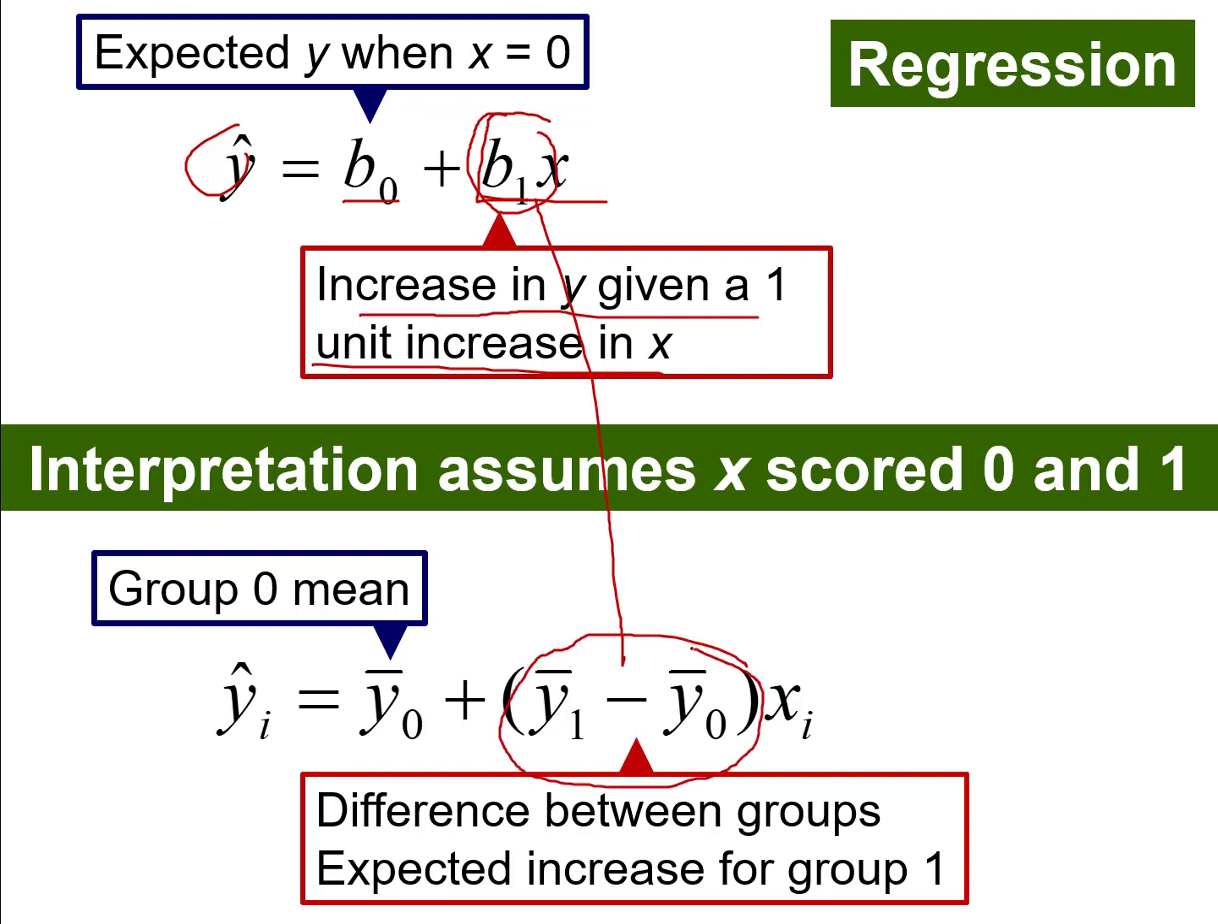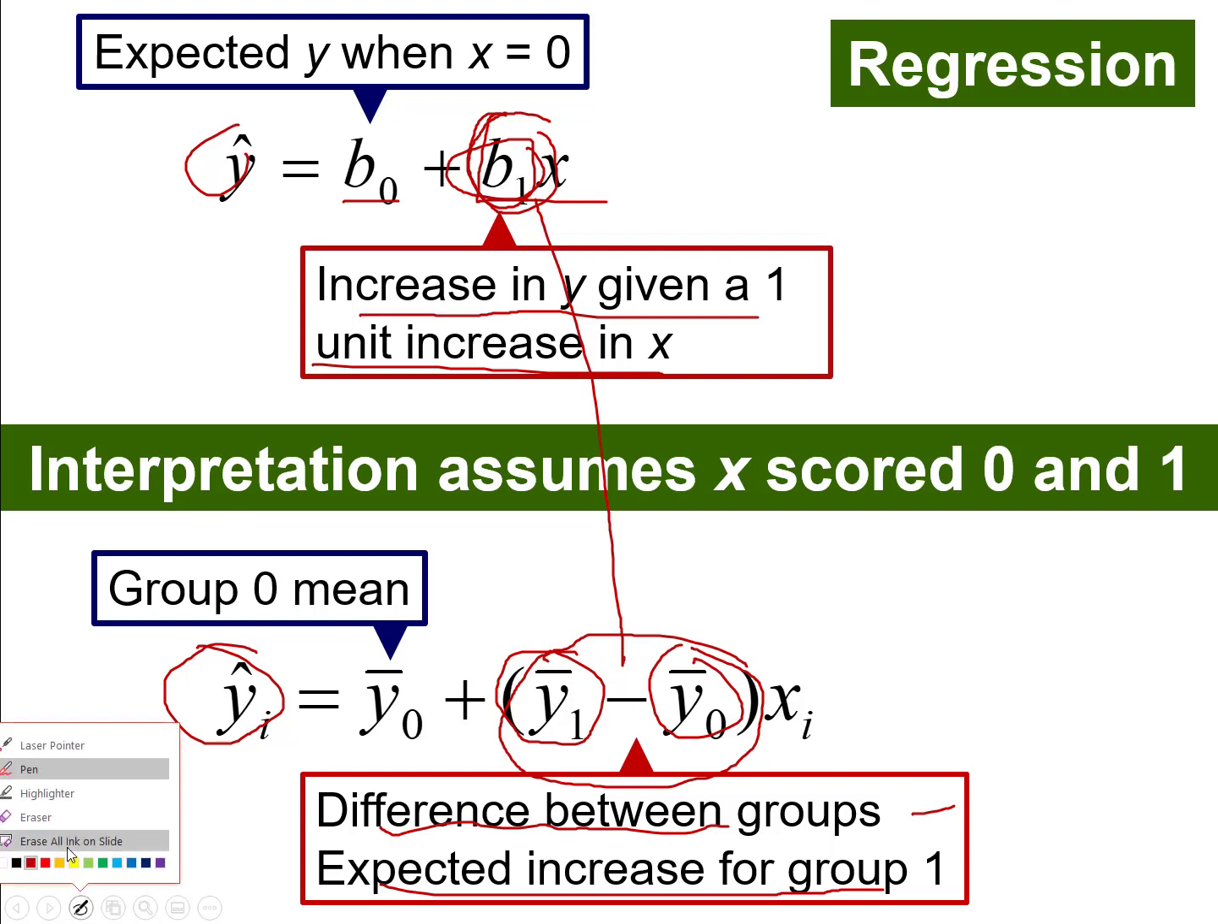It's the difference in means between our two groups. The mean for group 1 minus the mean for group 0 is the difference between groups. That is the expected increase for group 1. That is, if you go from group 0 to group 1, how much do you expect y to go up? It's the difference between groups. And so right here, that's what we have. The expected increase in y given a 1 unit increase in x is the difference between groups. It's the expected increase for group 1. So again, it's the same thing.